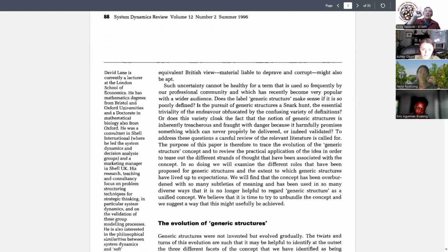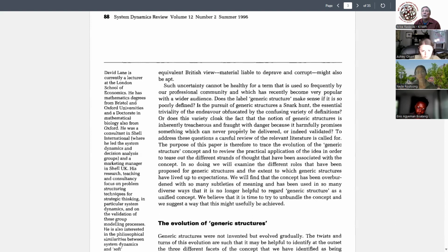Here's the point, such uncertainty cannot be healthy for a term that is used so frequently by our professional community and which has recently become very popular with a wider audience. This is people who do systems thinking. They read Senge's book and whatever. Does the label generic structure make sense if it is so poorly defined?